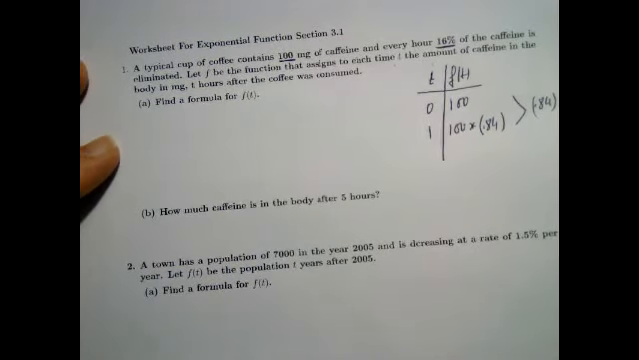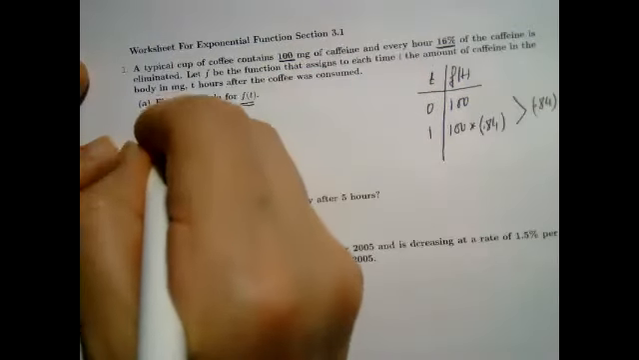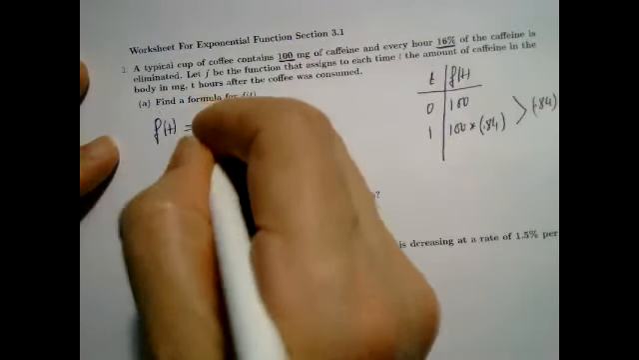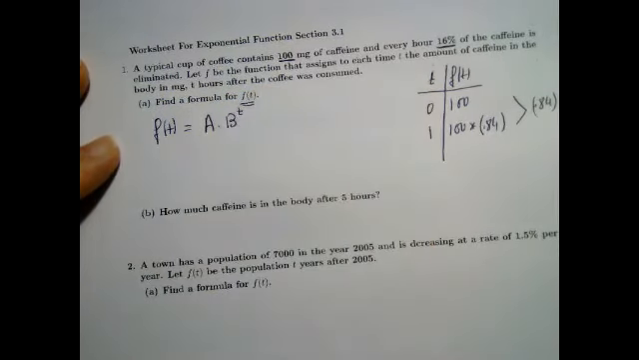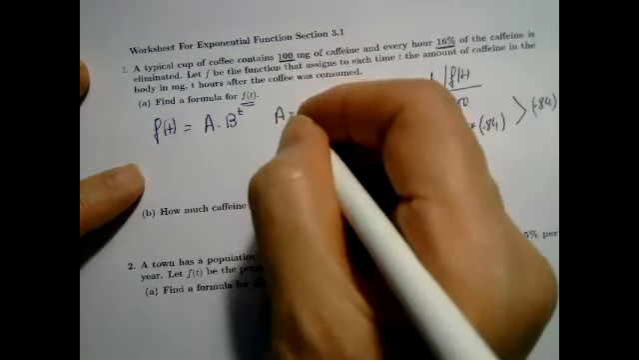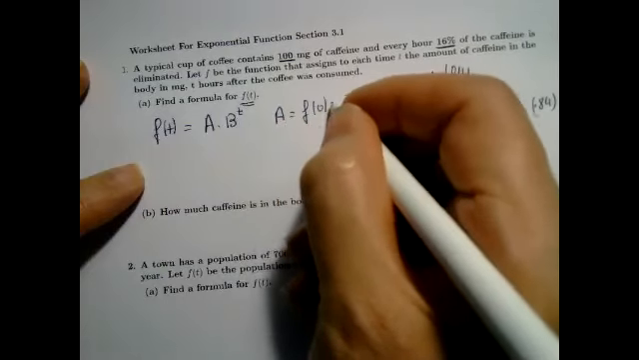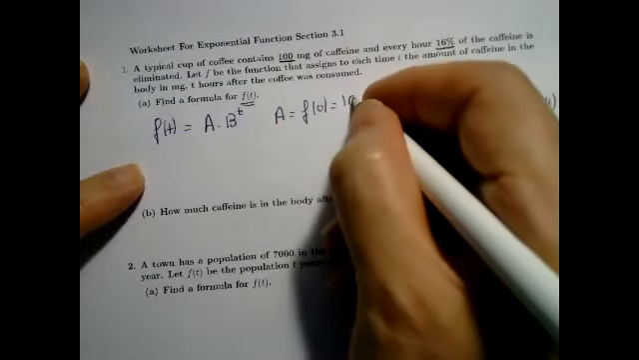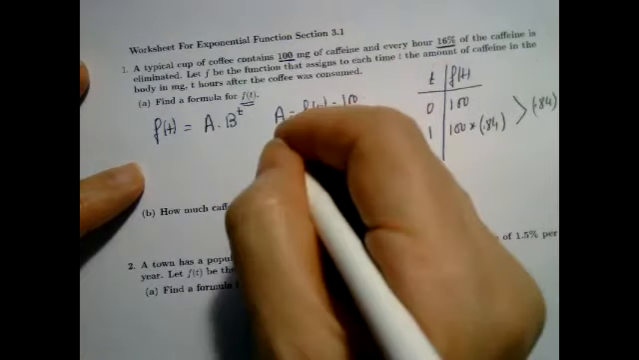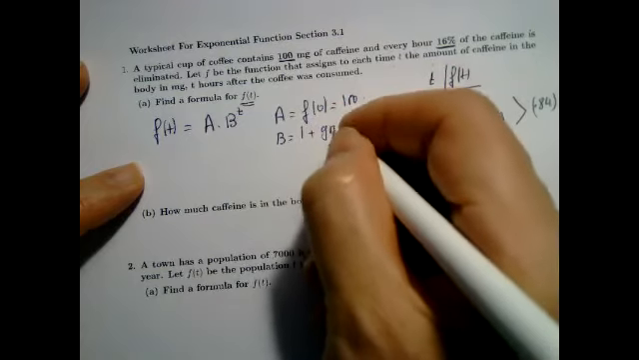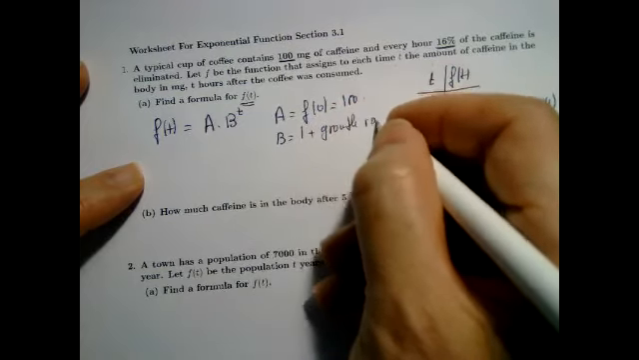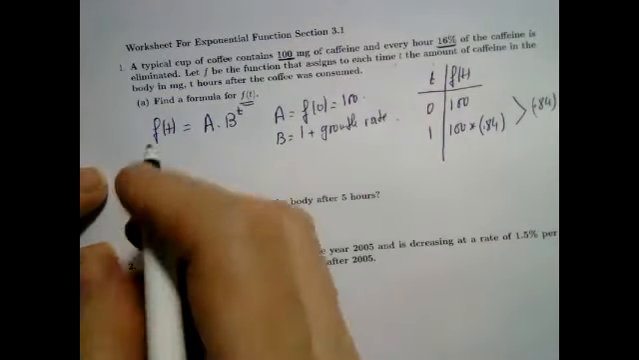And the question is, find a formula for f of t. Right, how are we going to do that? First, f of t here is an exponential function. It means it's going to have the form a times b to the t. That's exponential. A is always the initial value, which is 100. Okay. B, now we have a decay, so 1 plus the growth rate. Okay. Now what's the growth rate in this problem?